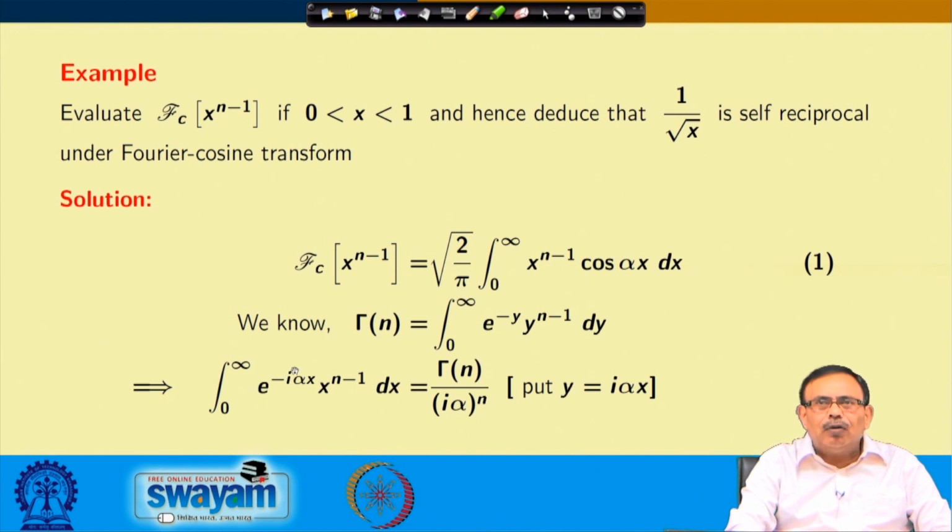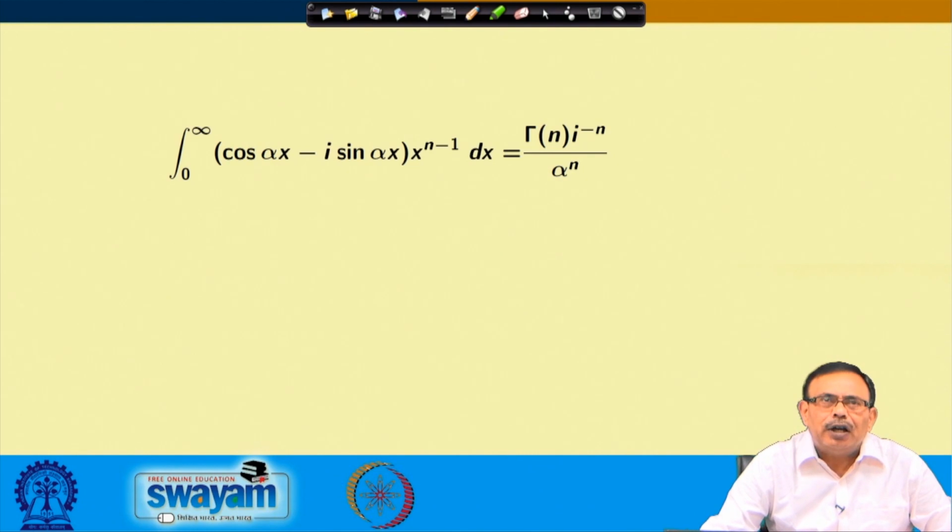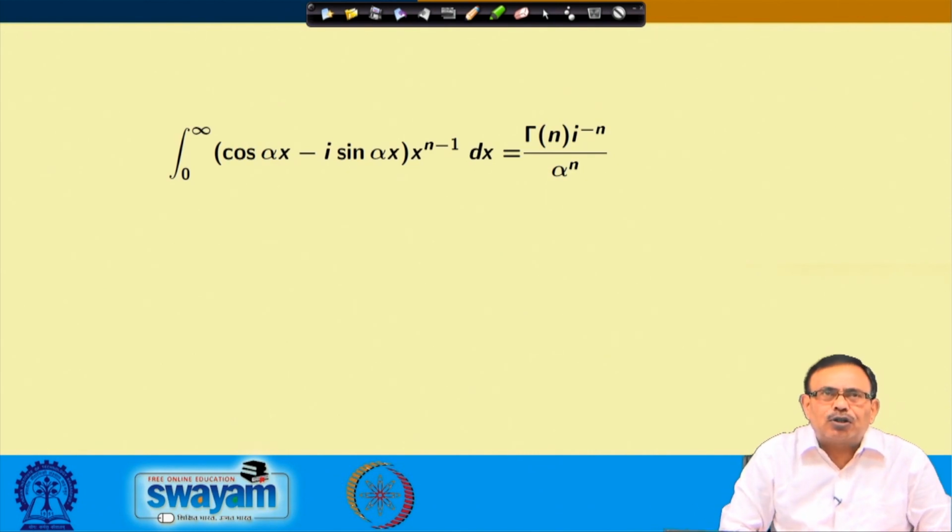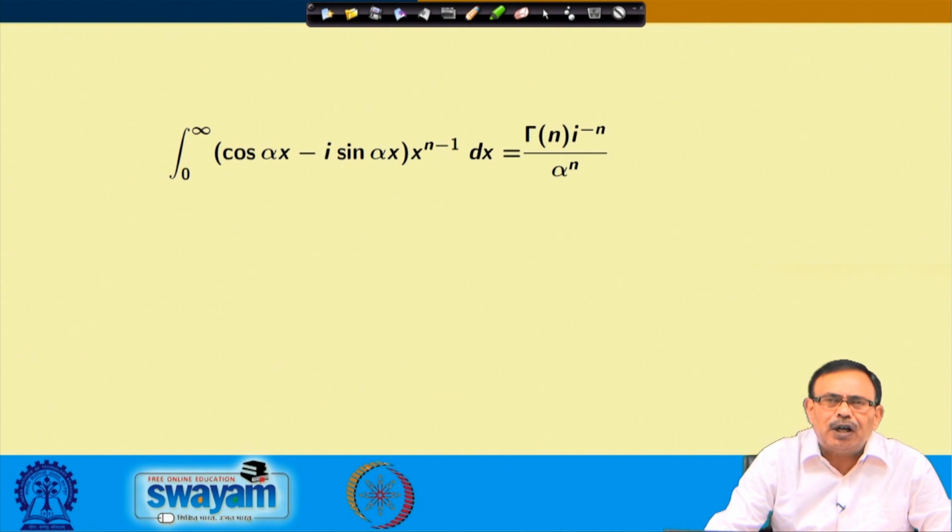That e power can always be written in terms of the cos and sine functions, just like in the next one. e power we are writing as cos alpha x minus i sin alpha x into x to the power n minus 1 dx equals gamma n into i to the power minus n by alpha to the power n, as I told you earlier. So if I can find out the value of the right hand side, equating the real part, I can obtain the value of my given integral, and in turn I can find out the Fourier cosine transform of x to the power n minus 1.